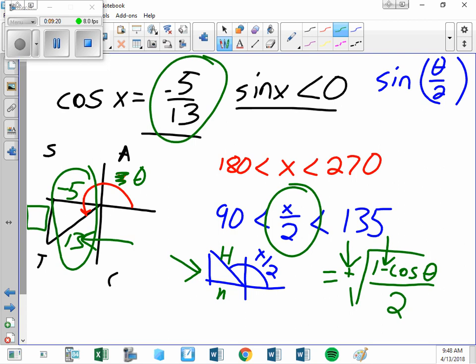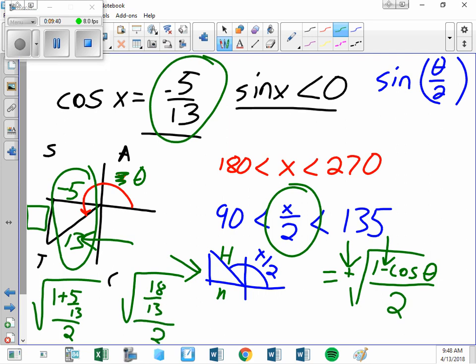Okay, so it's just going to be 1 plus 5/13 over 2. So the 1 turns into 13/13. 18/13. So the square root of 18/13 over 2. Square root of 9/13. So 3 over the square root of 13. 3√13/13. Okay, that wasn't too bad. Not really. Maybe the tangents, but I don't think it should be too much worse than that.